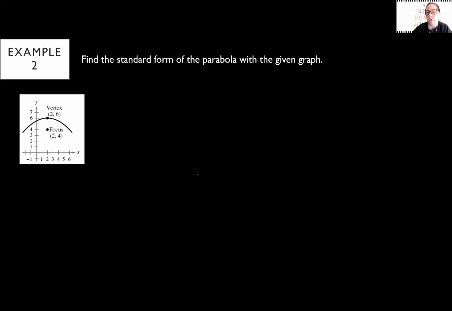Okay, so let's look at one where we've got the vertex not at the origin, because the origin is the easiest case to deal with, and it's not always going to be at the origin. So here, this is a vertical parabola. This is your normal type of parabola that you're used to seeing. So we've got the vertex at 2, 6, and then the focus at 2, 4.